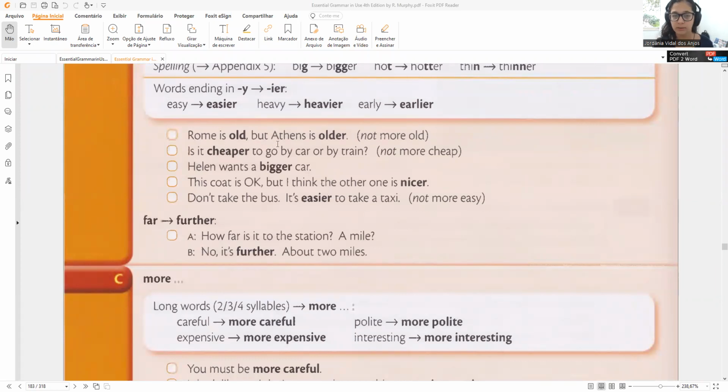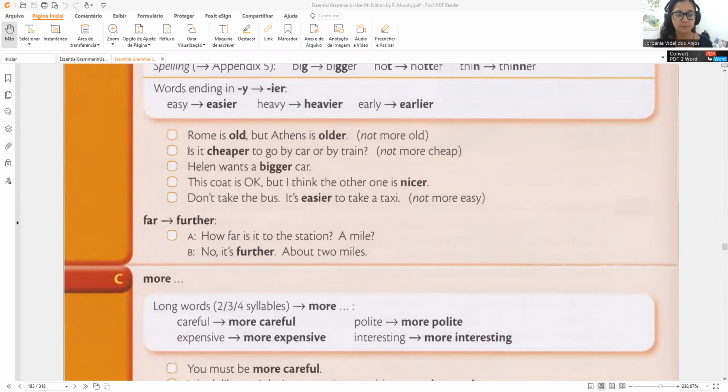Rome is old, but Athens is older. Don't say more old, because old is a small adjective. Ok? Is a short adjective. É um adjetivo curto, uma palavra curta. Então, older. Roma é velha, mas Atenas é mais velha. Ok? Então, não esquece de repetir as frases, tá? Para praticar a pronúncia. Rome is old, but Athens is older. Let me just check the pronunciation. Okay, Athens. So, Rome is old, but Athens is older.